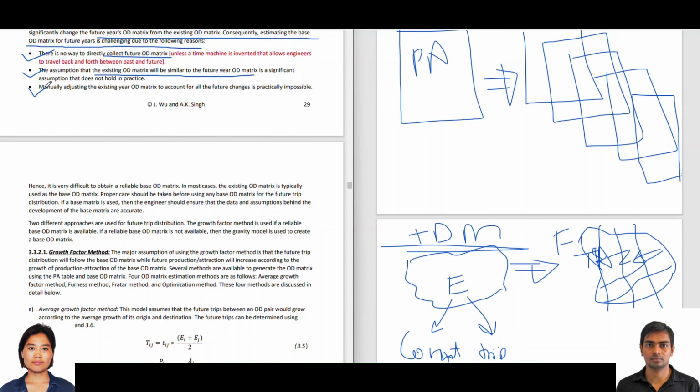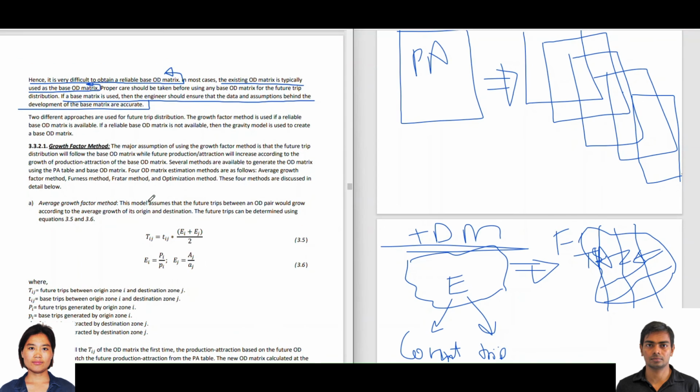And manually adjusting existing OD to account for all future changes is practically impossible. Hence it's very difficult to obtain a reliable base OD matrix which we are going to use for future. In most cases, the existing OD matrix is typically used as the base OD matrix. Proper care should be taken before using any base OD matrix for future trip distribution. If a base matrix is used, then engineers should ensure that the data and assumptions behind the development of base matrices are accurate.